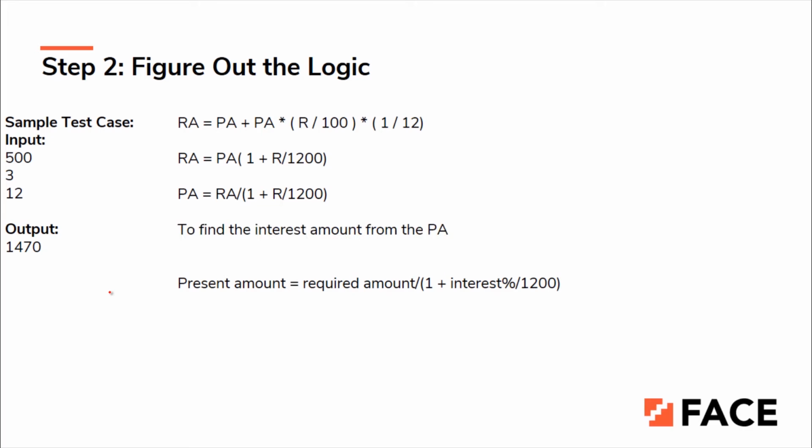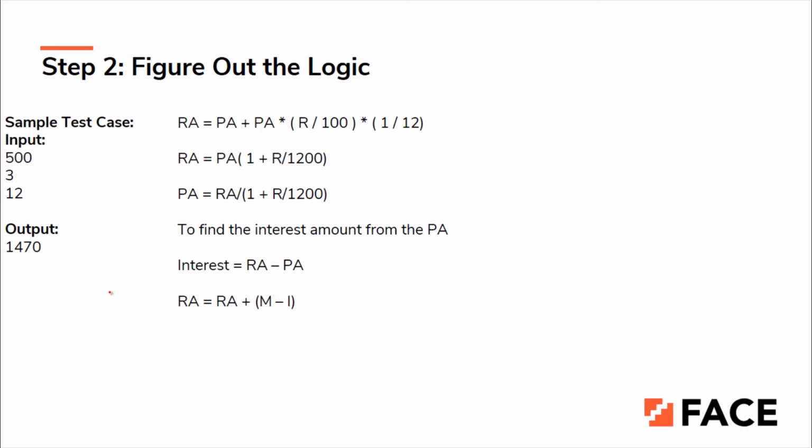So we'll have to calculate the interest that is being added to the present amount, right? So how will we do that? Interest is equal to required amount minus present amount. And then for the next month, again, you will be incrementing the required amount as required amount plus M minus I. Previously when we were backtracking, we kept decrementing the value. Now we will have to increment the required amount. So for the first month, it would be 500. The next month, it would be some value minus interest. And then the next month, it would be the sum of required amount minus interest that would be accumulated.